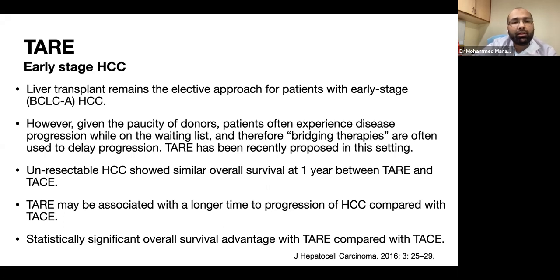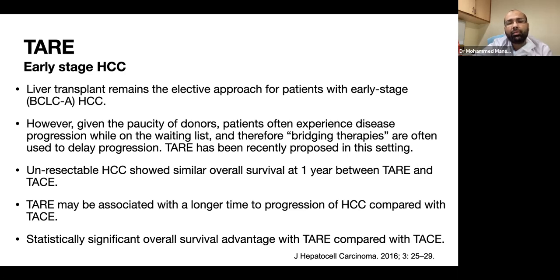Now, let us see what the literature says regarding TARE in early stage hepatocellular carcinoma. Liver transplant in early stage HCC. Liver transplant remains the elective approach for patients with early stage cancer. However, given the paucity of donors, patients often experience disease progression while on waiting list, and therefore bridging therapies are often used to delay the progression, and TARE has been recently proposed in this setting.